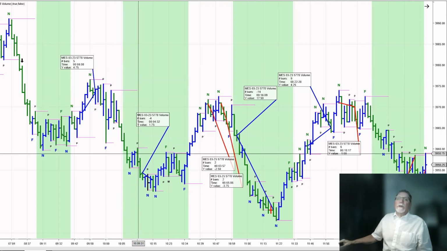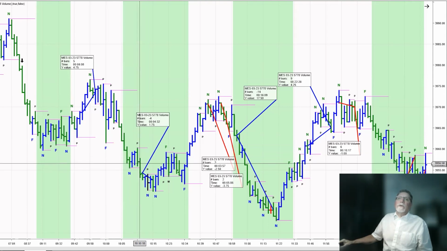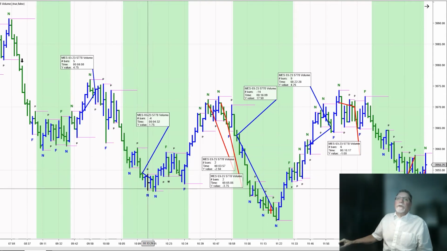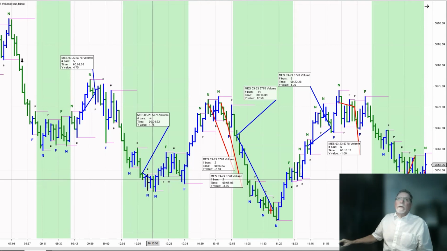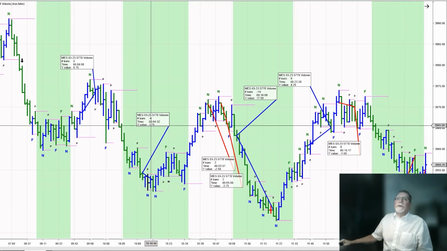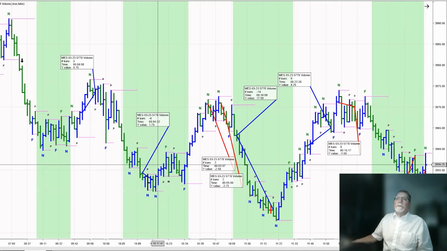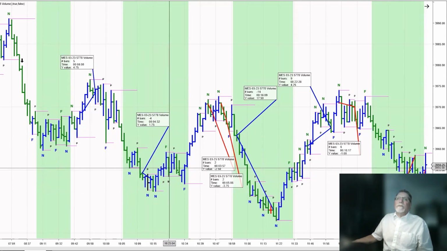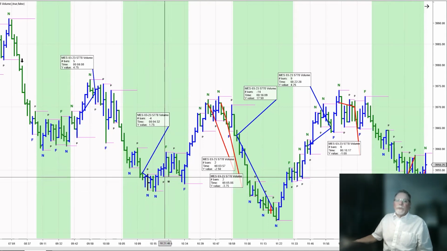Changes color, looking for a sell. There's your price failure. There's your confirmation. There's your entry. There's your black bar. There's your exit, 0.75. No sell here because your confirmation bar has matched your price failure.